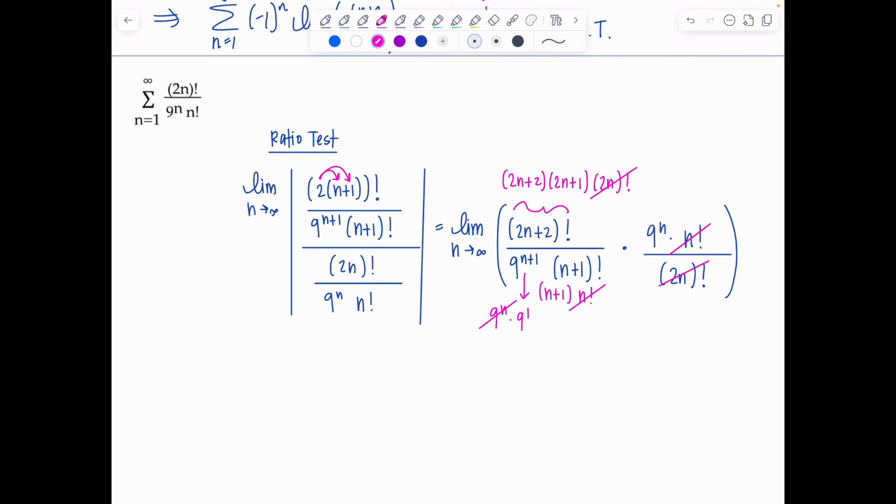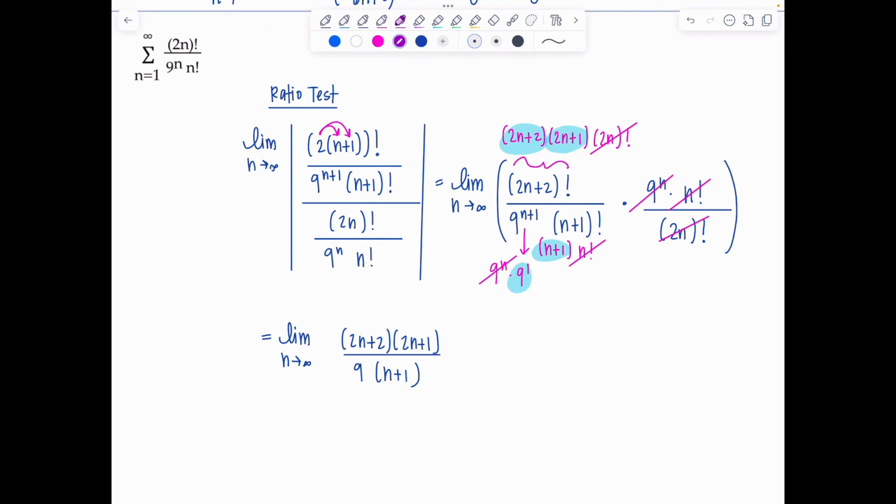So now 9 to the n is gone. So who survived this wild party? 2n plus 2, 2n plus 1, they're still standing. And then I've got a 9 and an n plus 1 in the bottom. That's it. Oh, wow. Limit as n goes to infinity, 2n plus 2, 2n plus 1 over 9 times n plus 1.